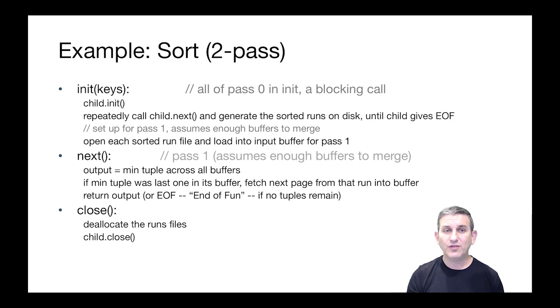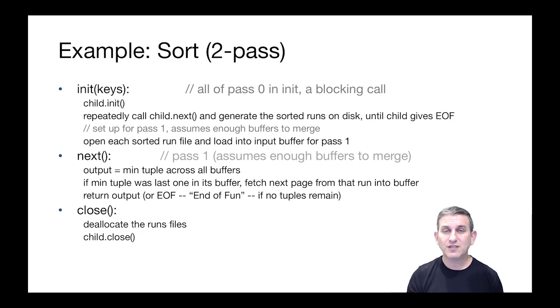After having written all the runs to disk, it's going to set up for pass 1 of sort by reading one page from each sorted run file that it generated and loading them into an input buffer. And so at the end of the init call, pass 1 of sorting is ready to go. The minimum tuple to be output is already in memory, and it's ready to be sent to the output. The next call then is going to start pulling tuples through the merge phase of sorting, through pass 1. And we're assuming here in this pseudocode that we have enough buffers to merge and we don't need more passes.